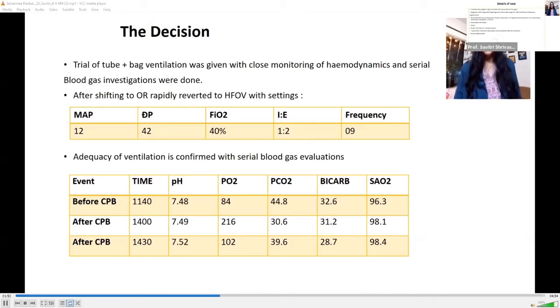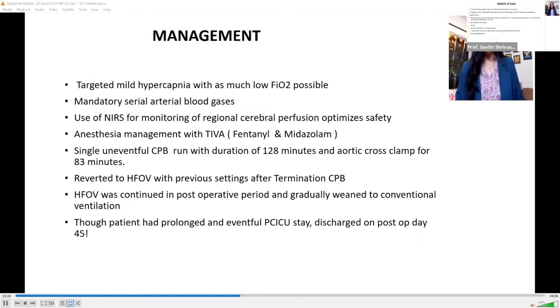So here we can see the blood gas investigations before CPB and after CPB. So the adequacy of gaseous exchange is confirmed. We targeted mild hypercapnia with as low an FiO2 as possible. Serial ABGs are mandatory. Use of NIRS for monitoring of regional cerebral oxygen perfusion optimizes the safety.